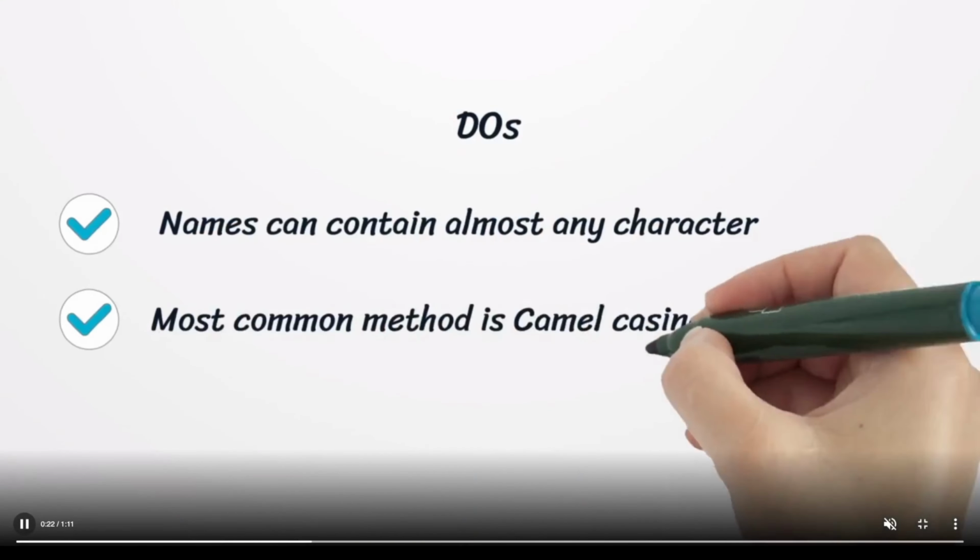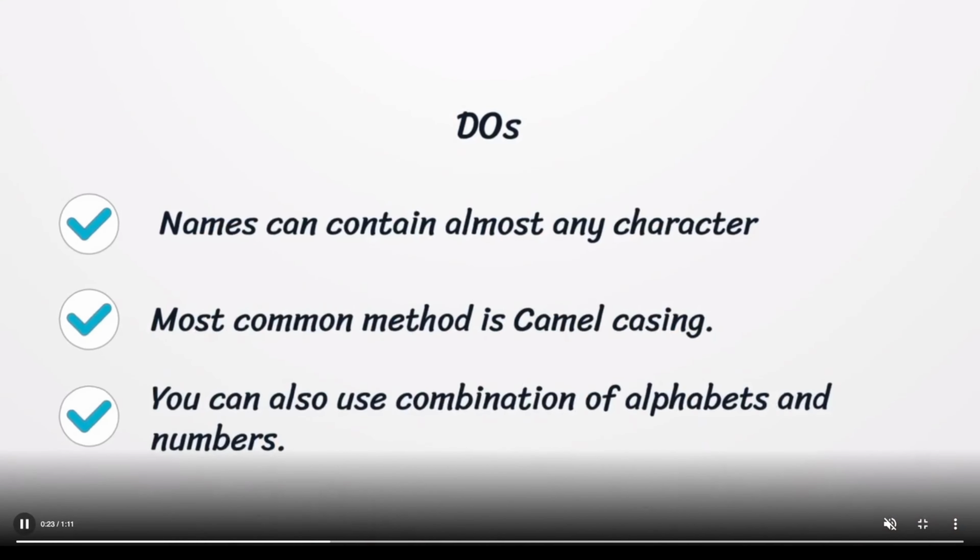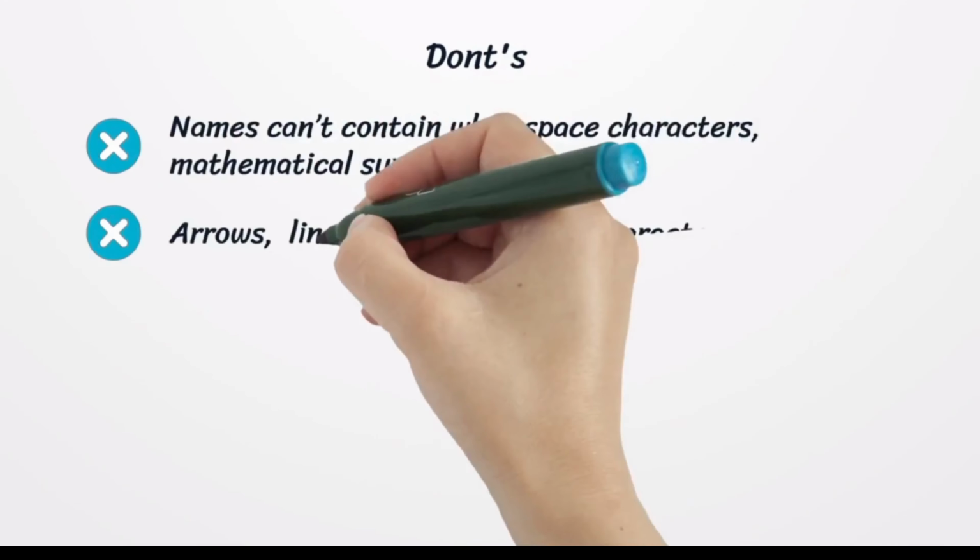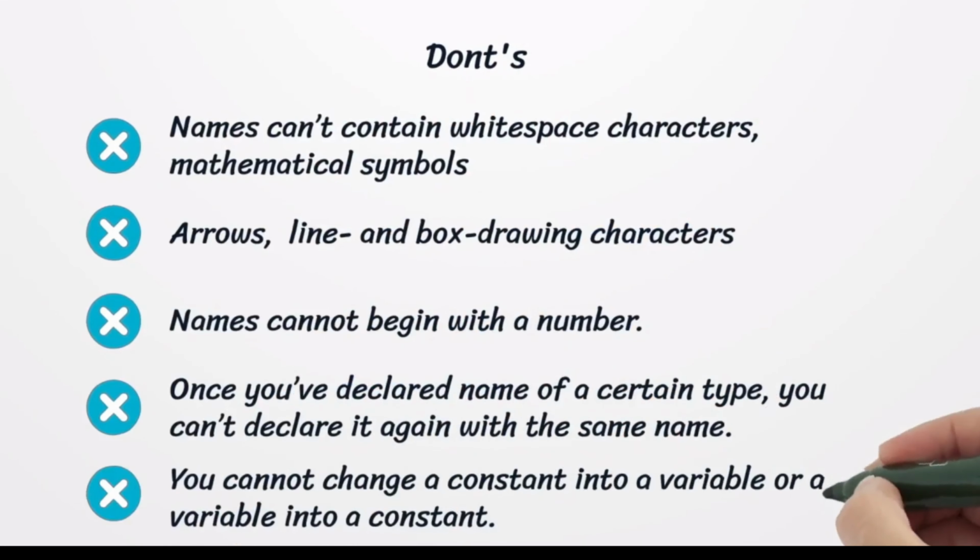Do's. Names can contain almost any character. The most common method is camel casing, which you will see me using most of the time. You can also use a combination of alphabets and numbers. Let's have a look over the list of don'ts as well. Names cannot contain white spaces, mathematical symbols, arrows, or box-drawing characters. A name cannot begin with a number.